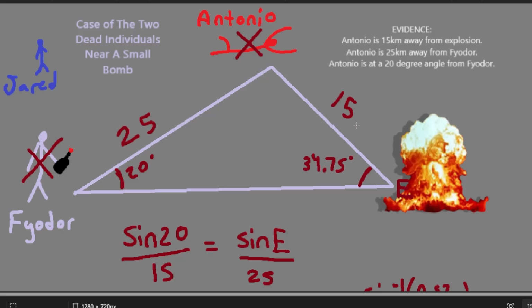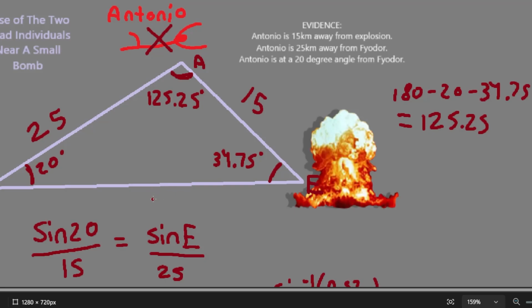Okay, so let's scroll back up. We know that all angles in a triangle must add up to 180. So we just do 180 minus 20 minus 34.75, and we get that the angle must be 125.25 degrees at this vertex right here. Let's label this vertex A, A for Antonio. With this knowledge, we can now solve for lowercase a, the side length.